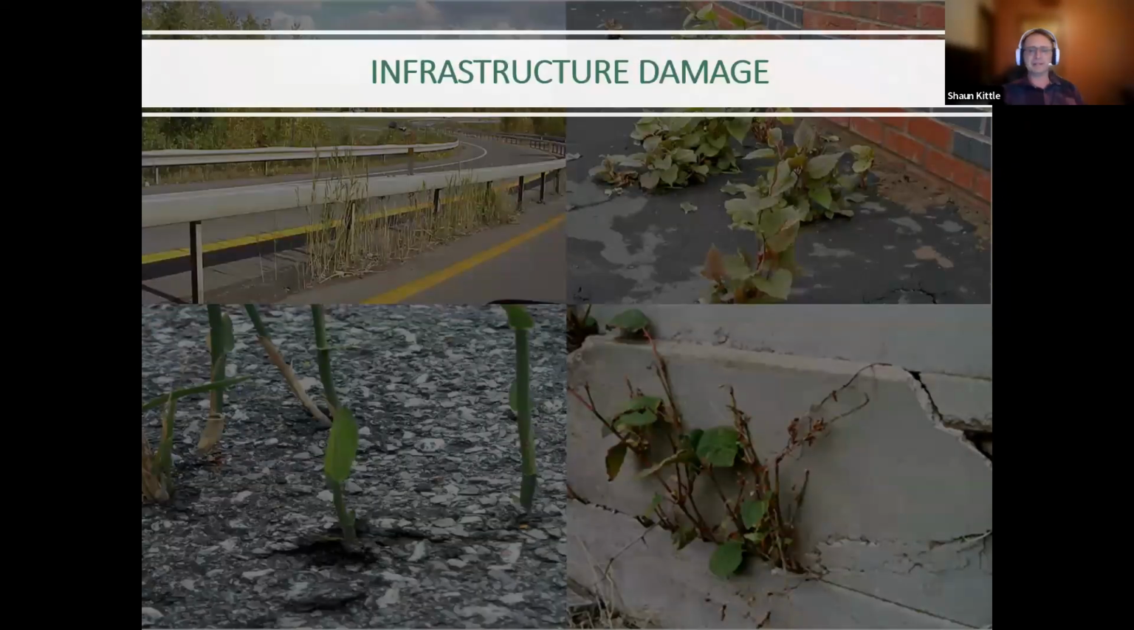The next slide, please. These species also cause damage to infrastructure. A lot of these species are quite tenacious. They can grow through 3 inches of asphalt or concrete. And of course, this is going to damage the infrastructure. It's going to cause those cracks to widen, and it's reducing the longevity of the infrastructure. So it's going to require more maintenance, and in the end, it's going to cost more money.